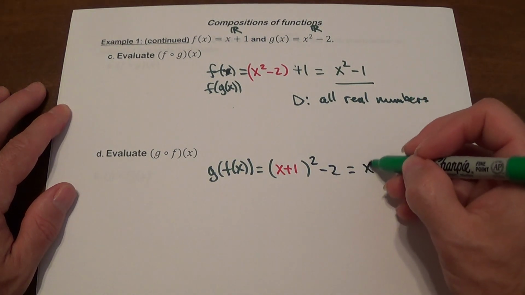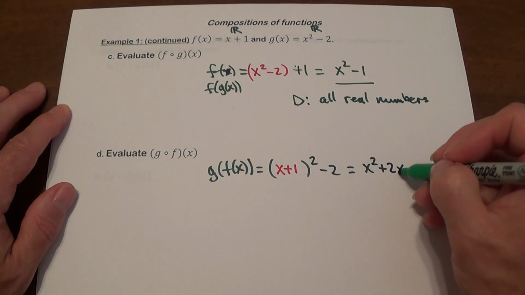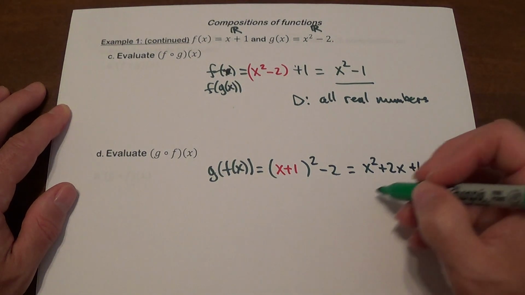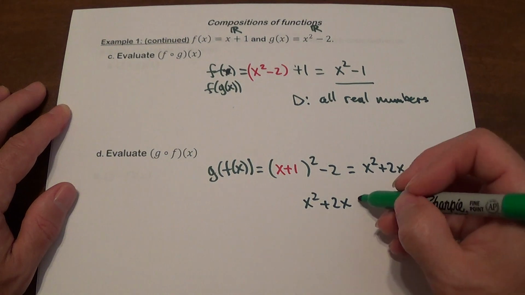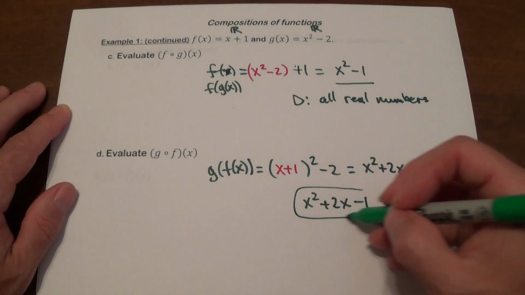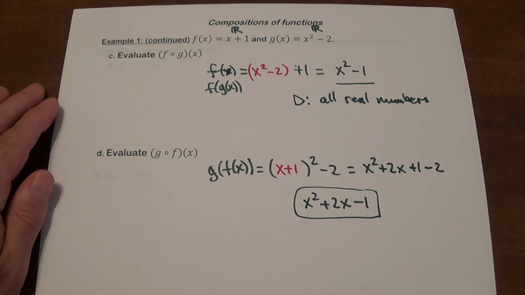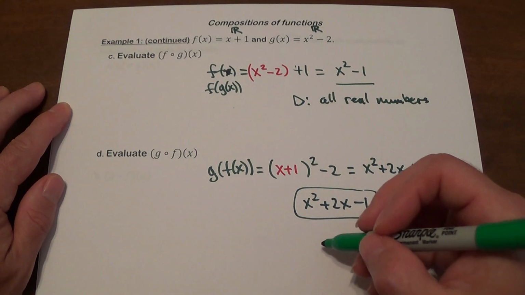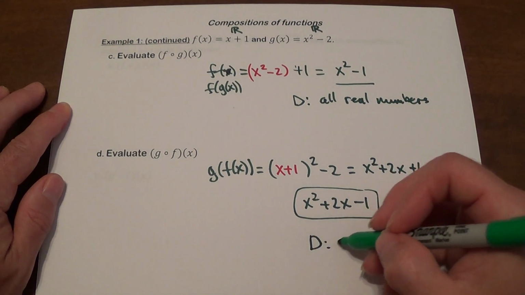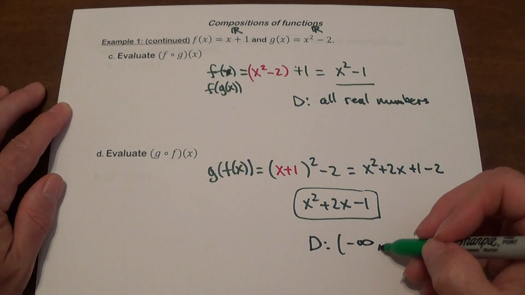That means we're going to have x squared plus 2x plus 1 minus 2, which is going to give us x squared plus 2x minus 1. That is the answer for this one. The domain here can also be all real numbers. There are no restrictions for x anywhere. I'm going to write it this way.